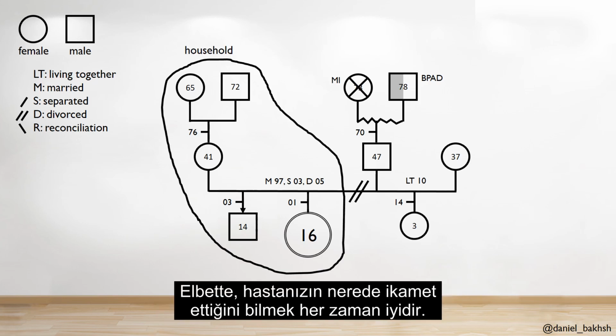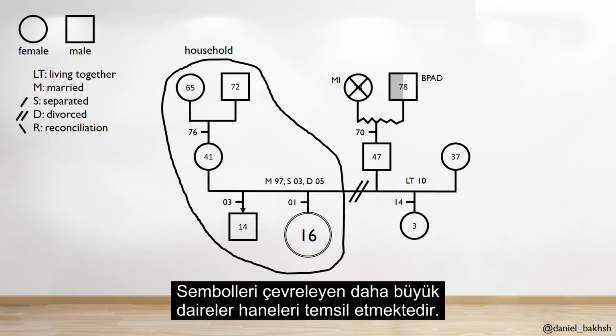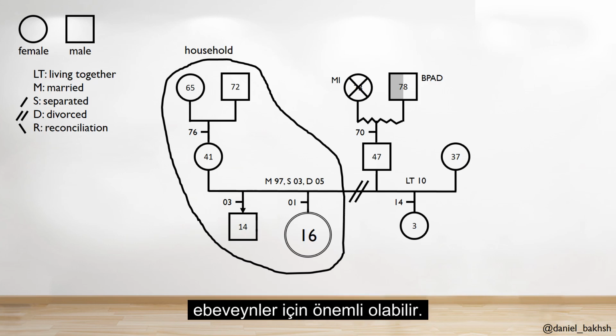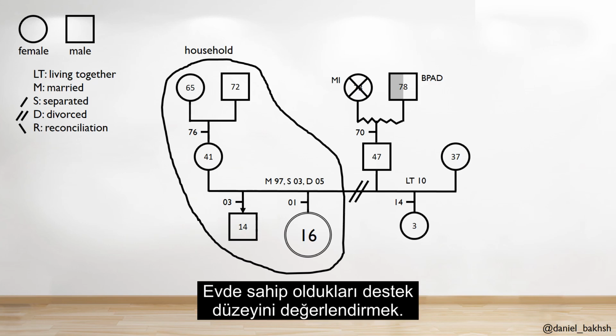Of course, it's always good to know where your patient resides. Larger circles encompassing the symbols represent households. Here they live with the mother and her parents, which can be important to consider when assessing the level of support they have at home.